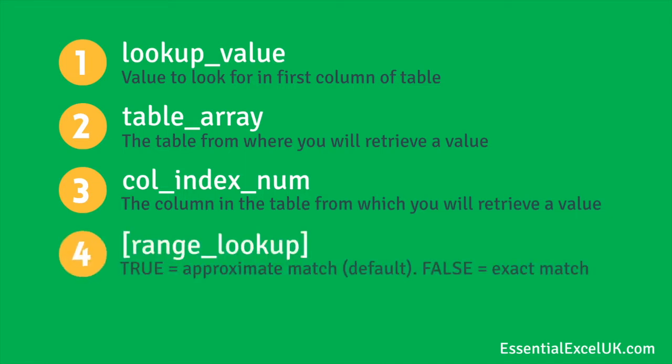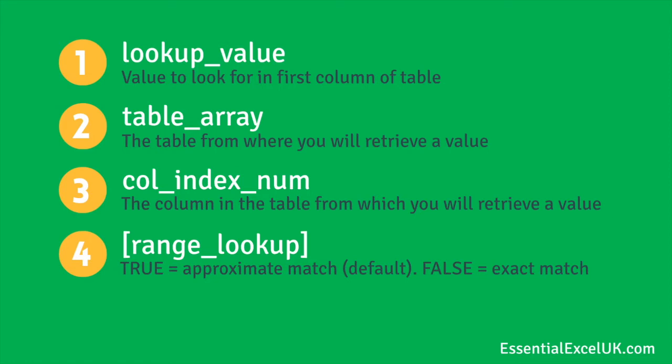And then the fourth and final part, range lookup. This is where we feed some additional information into the formula to tell it how we want to search for our search value. We've got two options. The first is TRUE, which is the default value for the formula if you don't enter anything. What TRUE does is an approximate match on our value. We'll just try and find something that roughly matches the value we're looking for.